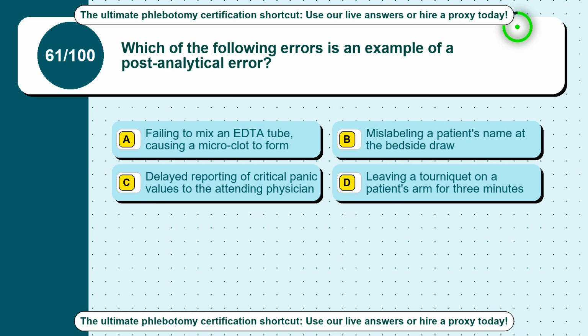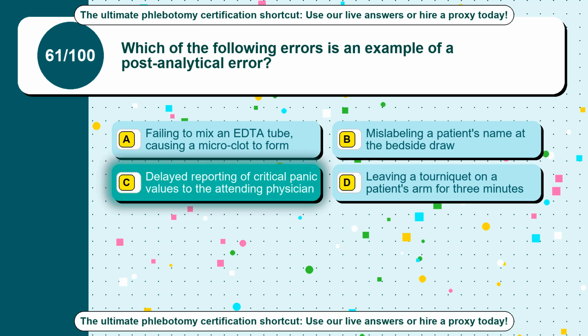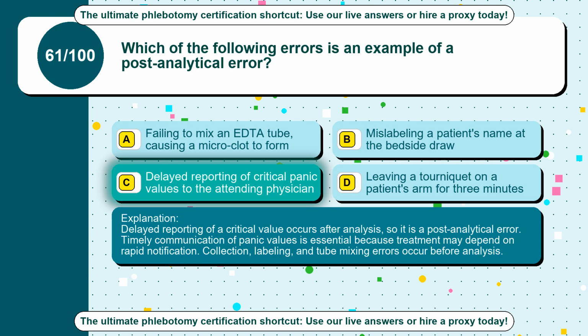Question 61. Which of the following errors is an example of a post-analytical error? Option A, failing to mix an EDTA tube, causing a microclot to form. Option B, mislabeling a patient's name at the bedside drawer. Option C, delayed reporting of critical panic values to the attending physician. Option D, leaving a tourniquet on a patient's arm for 3 minutes. The correct answer is option C, delayed reporting of critical panic values to the attending physician. Delayed reporting of a critical value occurs after analysis, so it is a post-analytical error.